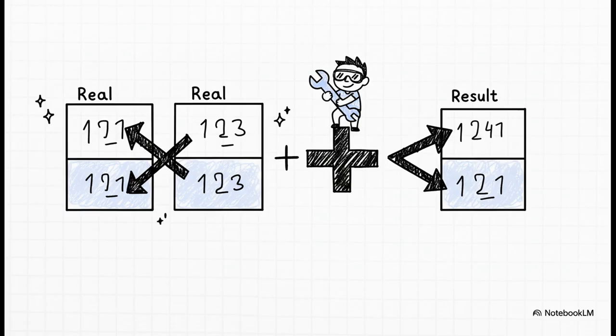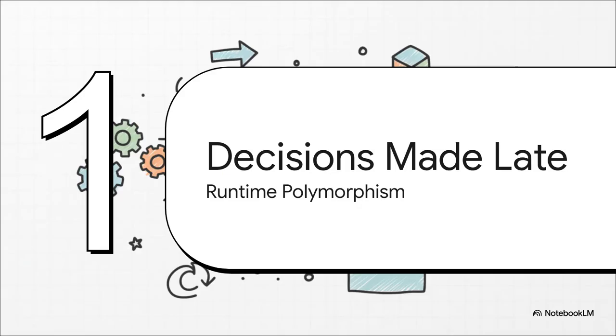The compiler reads that rule and knows exactly what to do. No guesswork needed. Okay, so that's making decisions early, at compile time. But now for the other side of the coin, which is honestly where things get really powerful. This is runtime polymorphism, where the decisions are delayed until the program is actually running.